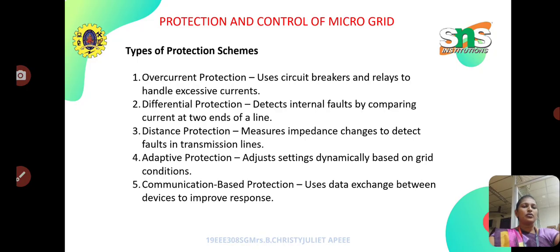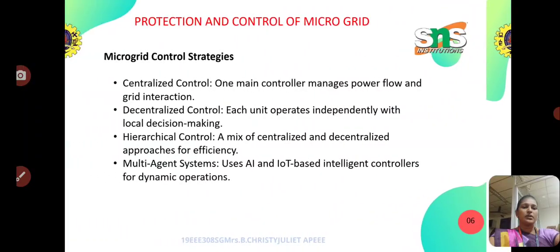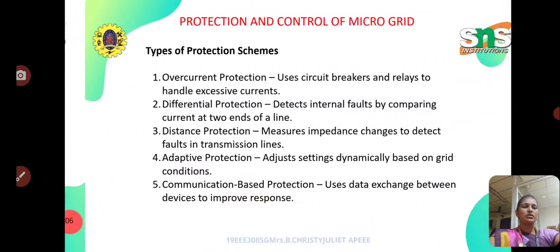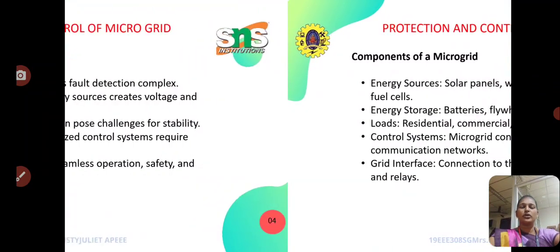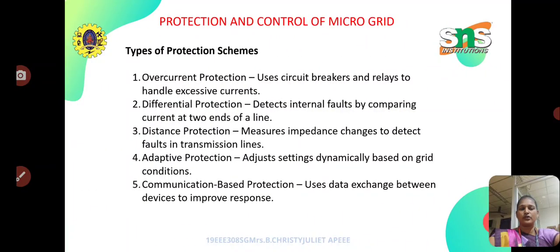First we will see the types of protection schemes for a smart microgrid. In the previous video itself we saw the need for protection, why we need to give a microgrid protection, because it faces a lot of issues in providing reliable operation. So in order to ensure proper reliability, seamless operation, safety and all, we need to give a microgrid protection. So now we will discuss what protection schemes we can offer for a microgrid.